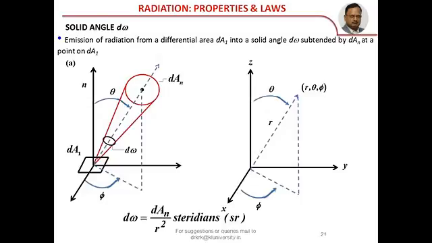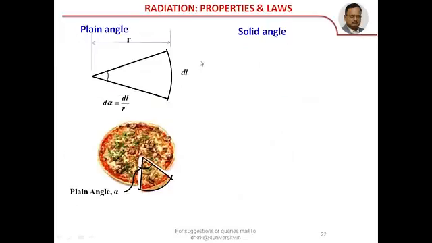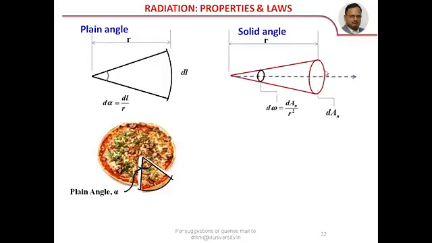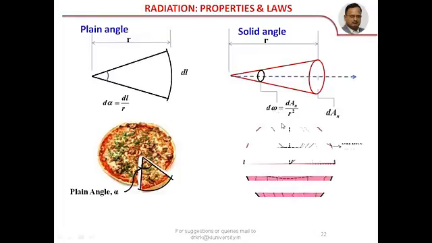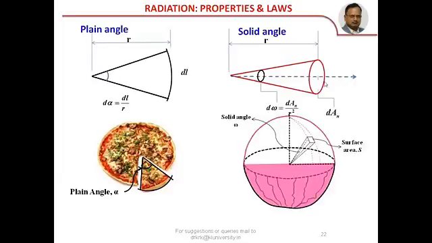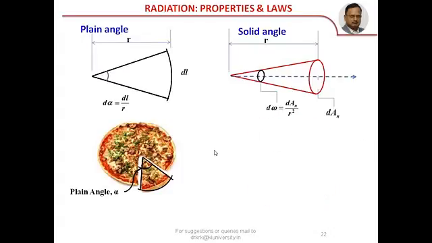In radiation, to calculate the intensity of radiation, one should be familiar with the solid angle. For example, if you take a sector like this, this angle is called a plane angle, and dl is r d alpha, or the angle d alpha is dl by r. This is shown with respect to a pizza, a sector cut with an angle alpha. And a solid angle is that which develops the frustum of a cone like this, and this is given by the area dA by r square is d omega, and this omega is in steradian, the solid angle, and this d omega is dAn by r square, and this is the dA. You can look here in the pizza, that piece, the angle of which is represented by the solid angle omega.